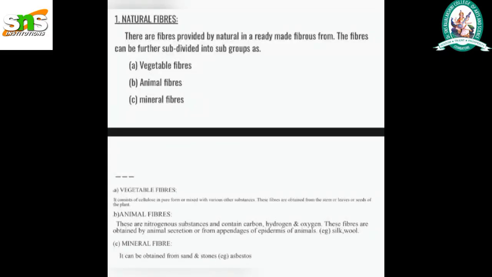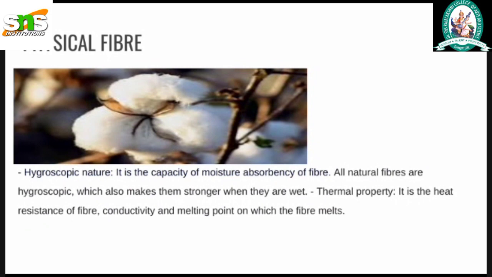Textile fibers are classified into natural fibers and man-made fibers. Natural fibers are fibers provided by nature in a ready-made fibrous form. The fibers can be further subdivided into groups as vegetable fiber, animal fiber and mineral fiber. Vegetable fiber consists of cellulose in pure form or mixed with various other substances. These fibers are obtained from stem or leaf or the seed of the plant. Animal fibers are nitrogenous substances and contain carbon, hydrogen and oxygen. And mineral fiber can be obtained from sand and stones. Example, asbestos.